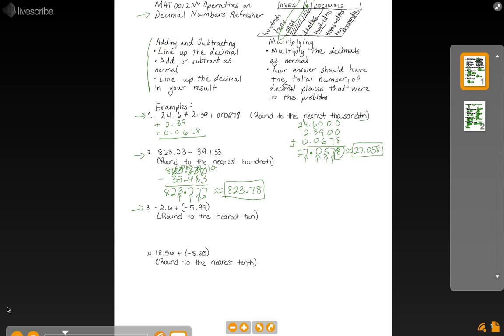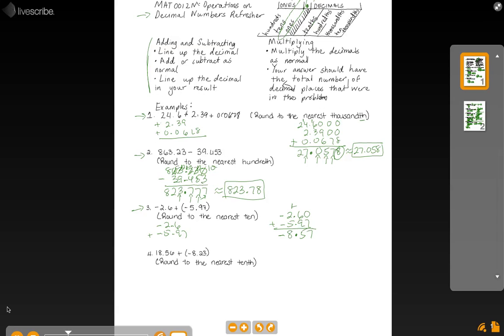Let's try example number 3. I got to remember my rules for signs, right? I have 2 negatives here, so I got to add up the 2 negatives, and my answer will be negative. So let's go ahead and add negative 2.6 plus negative 5.97. I think I'm going to do that on the side again. This is an addition. So I'm just going to add them up, keep the negative sign. 0 plus 7 is 7. 9 plus 6 is 15. Carry the 1 and drop your decimal point.